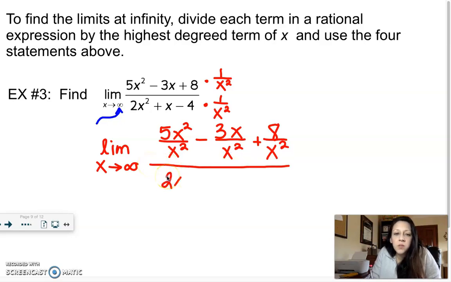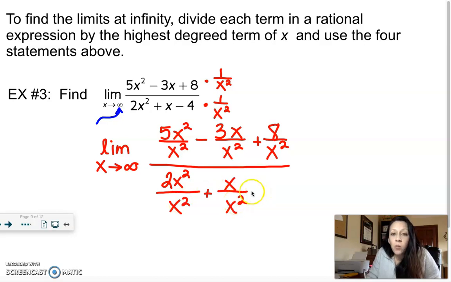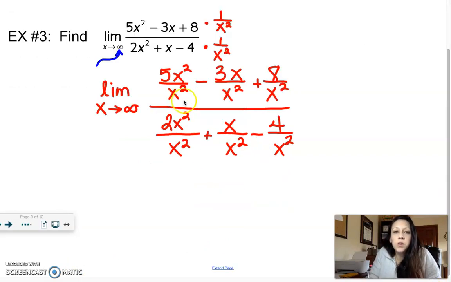Here's the reason we're doing this. Our goal is to get something that we can figure out based on things we know about limits. And one of the things we know about limits is that the limit as x goes to infinity of 1 over x is 0. So we're using a variation of 1 over x, in this case 1 over x squared, close enough, to manipulate our function into something that we can actually interpret. Okay, so I put everything over x squared.